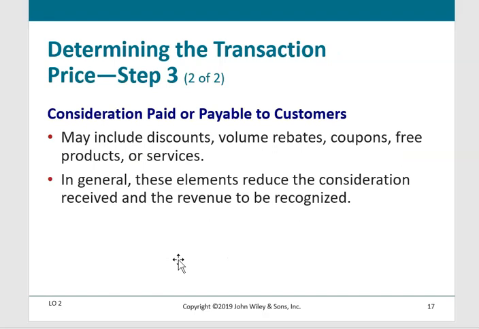Another component of determining the transaction price, consideration paid or payable to customers. We're talking about if we as a seller allow a discount, volume rebates, coupons, free products, or services. These items are going to reduce the amount of revenue and consideration received, in other words, accounts receivable or cash, and also reduce the amount of revenue to be recognized. Let's take a look at an example.